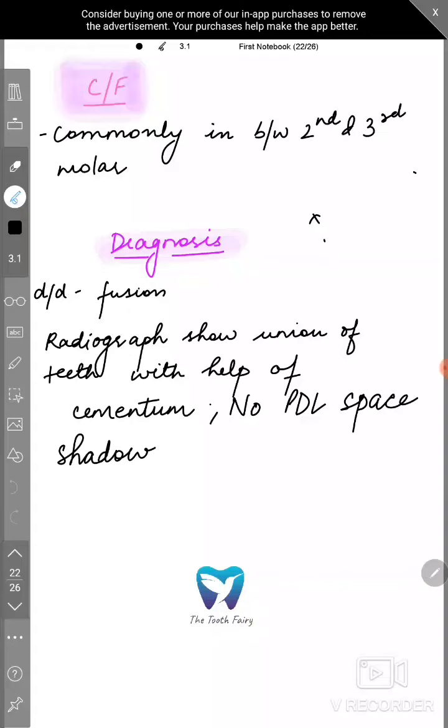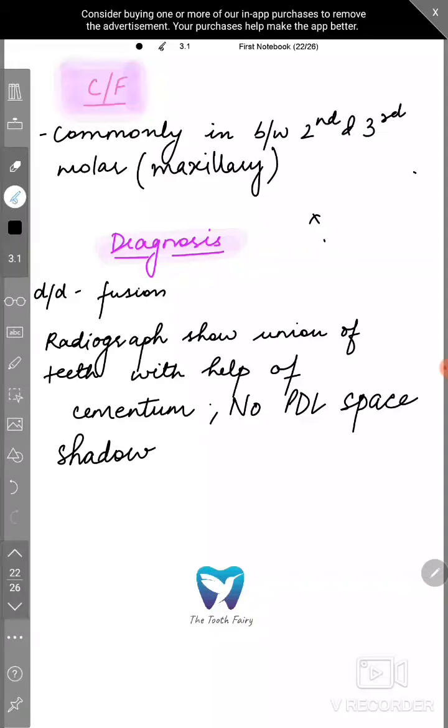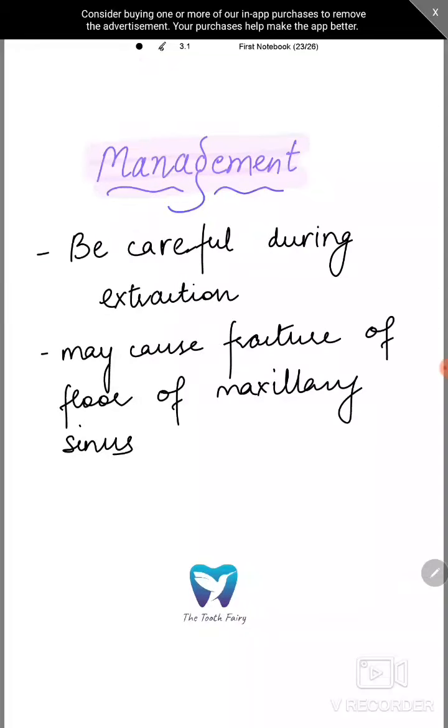So clinical feature is they are most commonly present between second and third molar, more commonly maxillary molar, mandibular is rare. So how we will diagnose is we will take radiographs at different angles and we will see that there is union of teeth with the help of cementum, that is there is no PDL shadow. Otherwise teeth are separated and we can see PDL shadow around each tooth, but here no PDL space shadow will be there. So management, we should be careful during extractions.